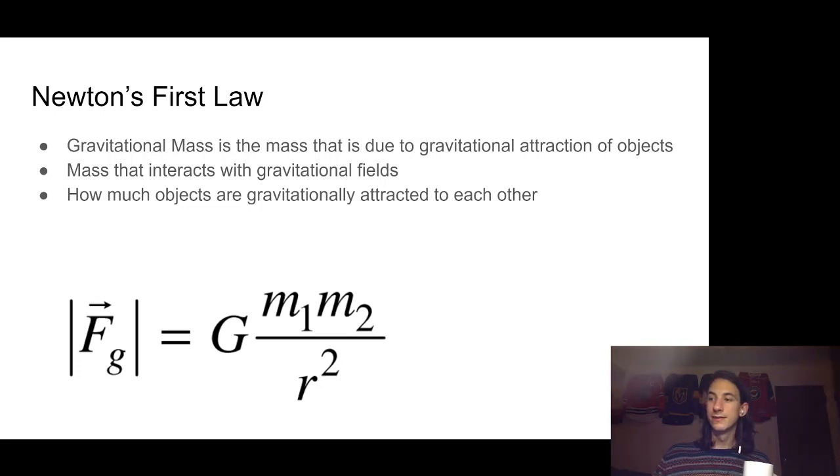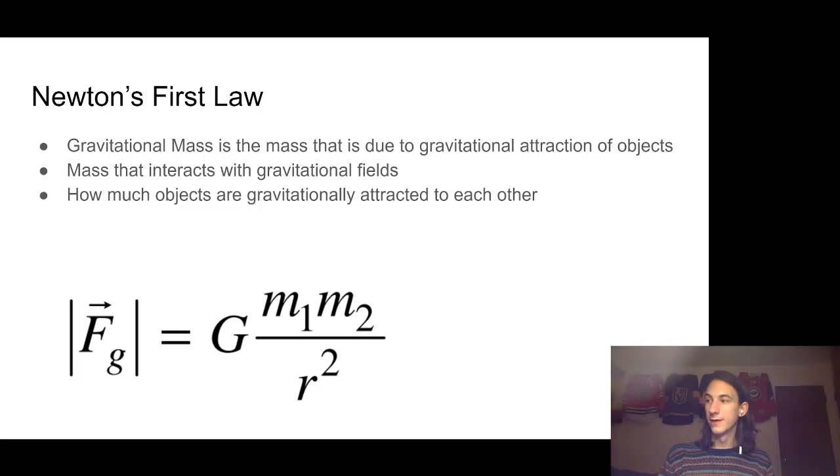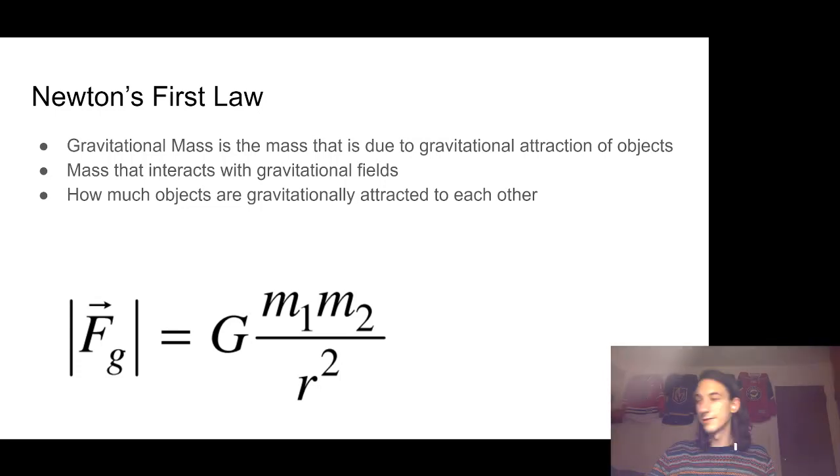So right now, I just hoard mugs because I don't bring them to the dishwasher, but this mug has a gravitational attraction to this mug because these have mass. It's really low because they have low mass, but there is this gravitational attraction. Or if I have this mug, all these three objects, they have a gravitational attraction to each other because they have mass. Or if I thought I had more mugs, I don't.